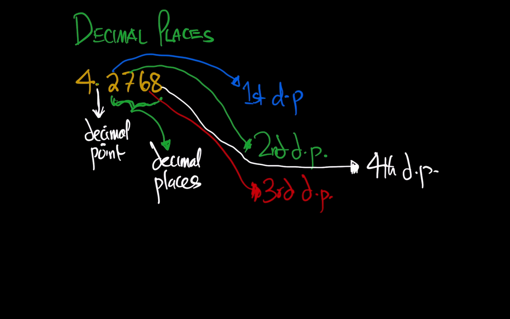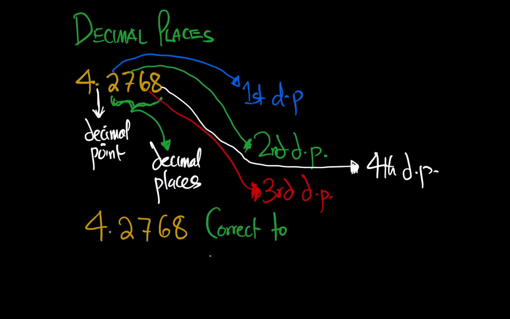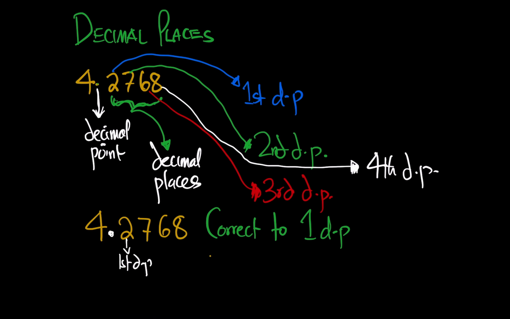However, if the question is asking us to consider a certain decimal place, let's imagine we have 4.2768, right? We are being told to correct to one decimal place. Now remember, we said that the number that comes right after the decimal point is the first decimal place, right? It's our first decimal place.